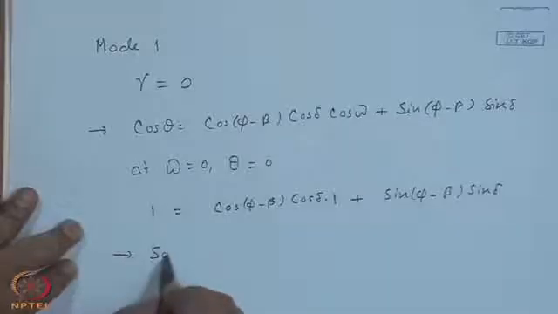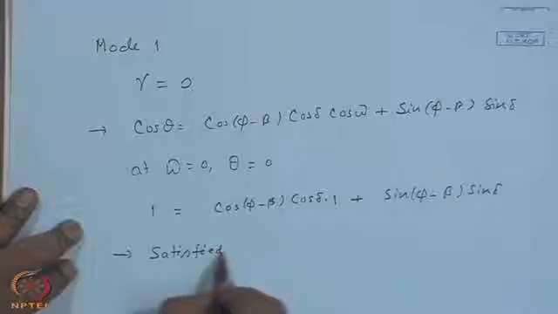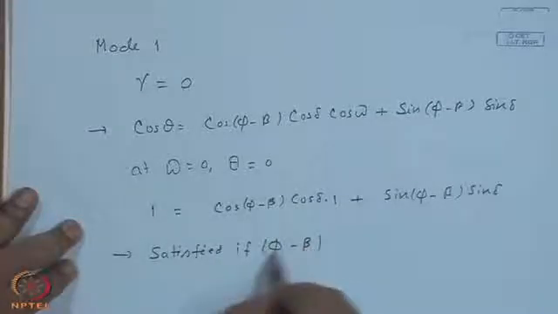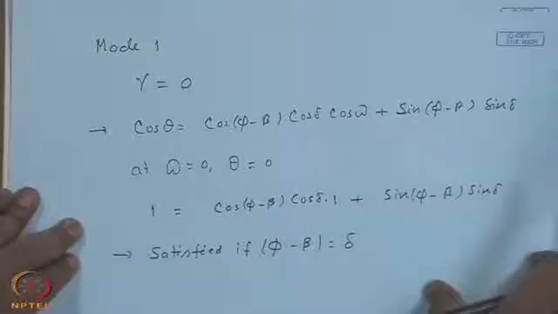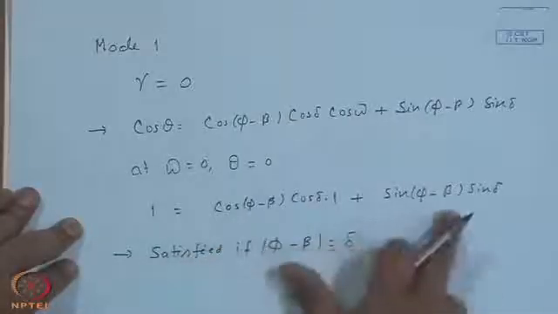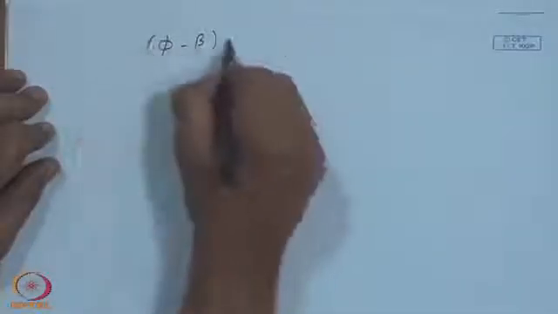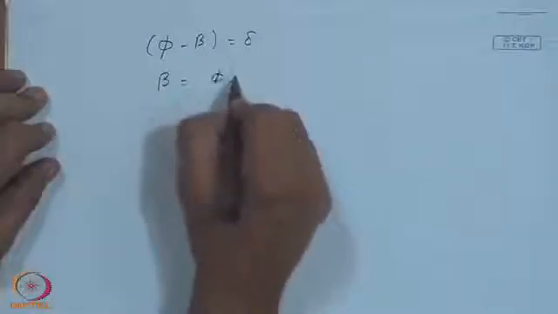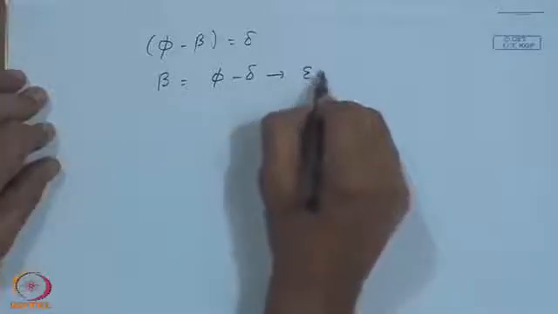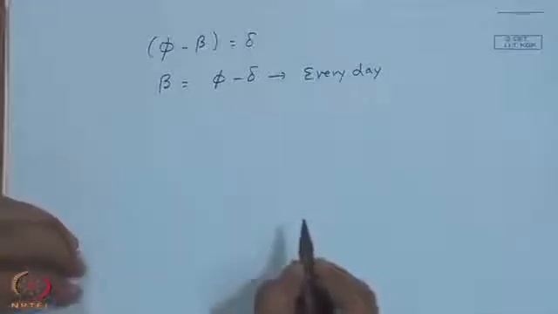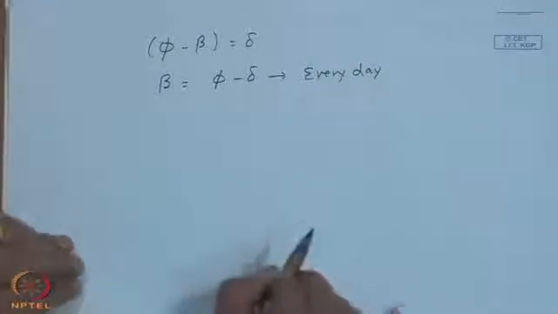So, this is satisfied if phi minus beta is equal to delta, right. Then this becomes cos squared delta plus sin squared delta. Cos squared delta plus sin squared delta is always equal to unity. So, I choose phi minus beta equal to delta, or beta is equal to phi minus delta every day. That satisfies my tracking mode. The sun's rays are normal to the aperture at noon time, providing the minimum angle at noon time. Consequently, during the rest of the time, for a south facing fixed surface for the day, we will have a minimum angle of incidence.